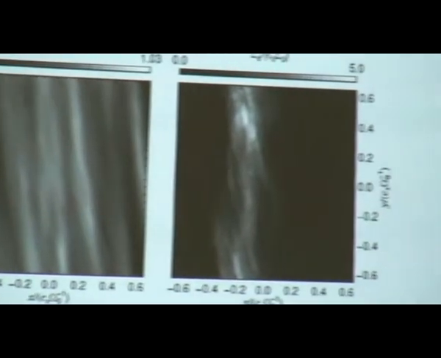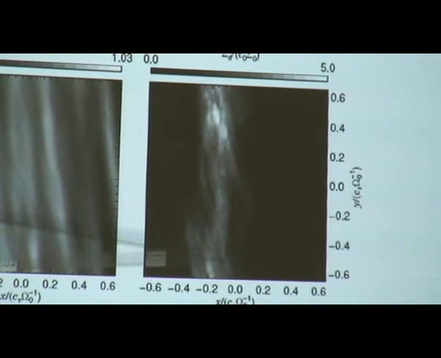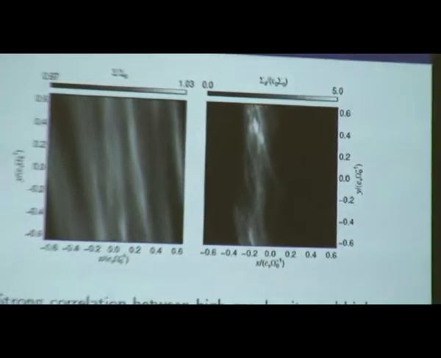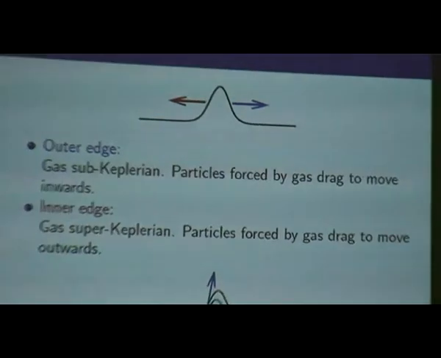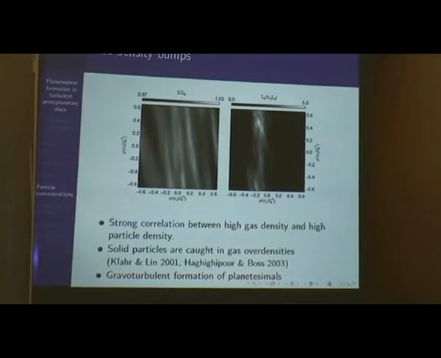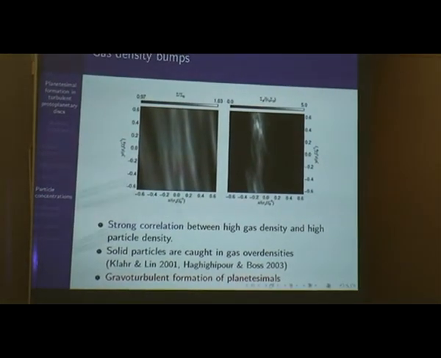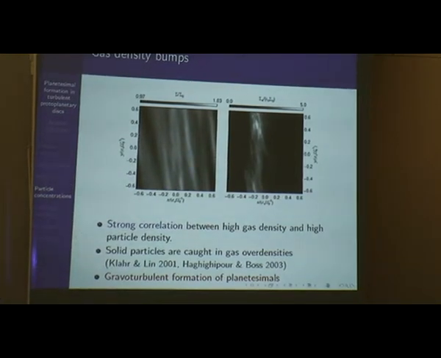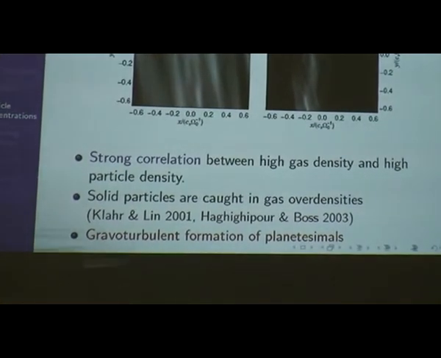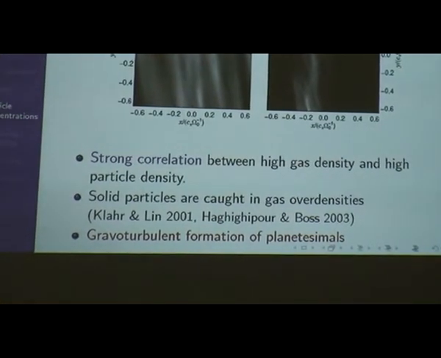And actually, if you now take an average over the y direction, and you stack up a lot of these in time, then you get, okay, I would have shown a very nice plot that would show much more clearly that there's a strong correlation between gas density and particle density. And the thing is really the solid particles are falling gas over densities, which is a little bit strange because, you know, it's not really very strong gas over densities.